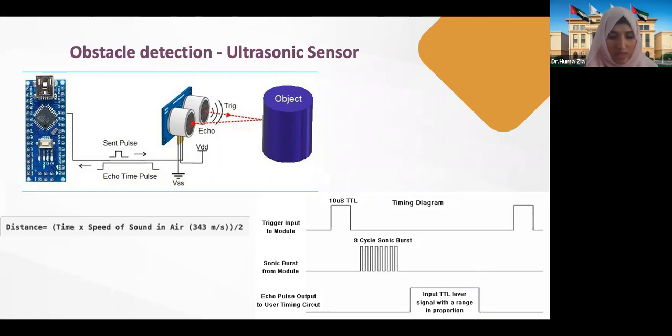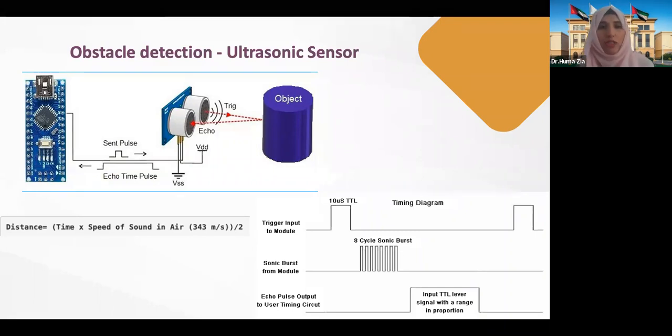There are 2 signals on the ultrasonic sensors, trigger and echo. So the signal is generated from the trigger, right? A pulse is generated for 10 microseconds on the trigger line of the ultrasonic sensor component. As a result, what happens? A sonic burst is generated, this 8-cycle sonic burst.